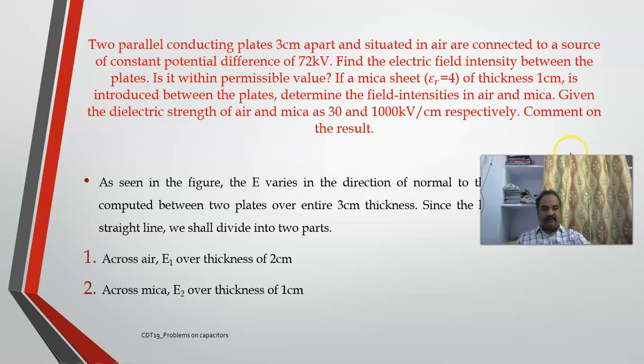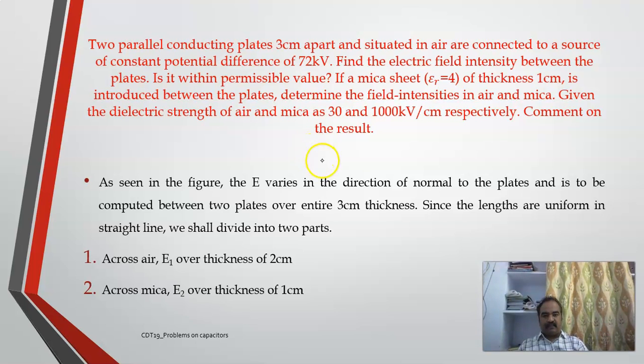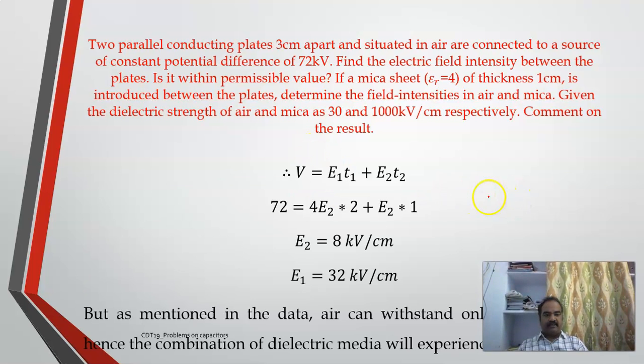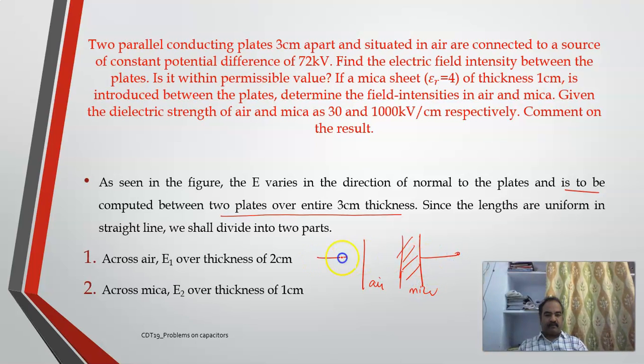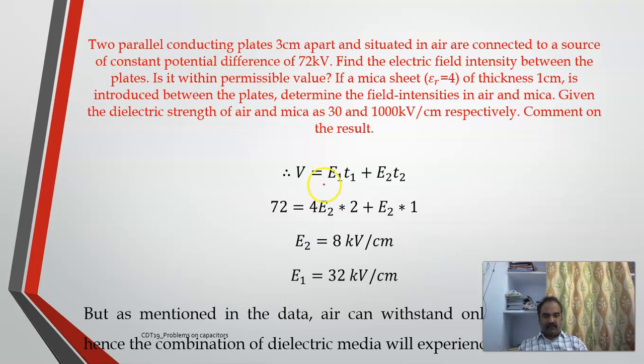Now, as seen in the figure, E varies in the direction normal to the plates and is to be computed between two plates over the entire 3 centimeter thickness. Since this is air, this is mica, and the lengths are uniform in a straight line, we shall divide into two parts. Across air, E1 over thickness 2 centimeters. Across mica, it is 1 centimeter. So this is my formula.